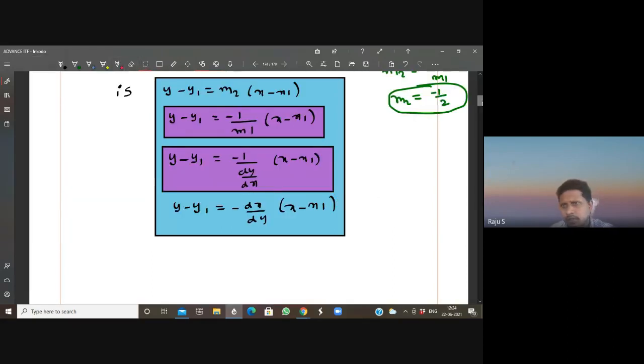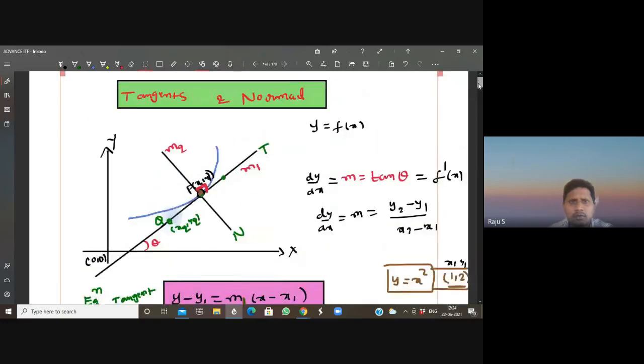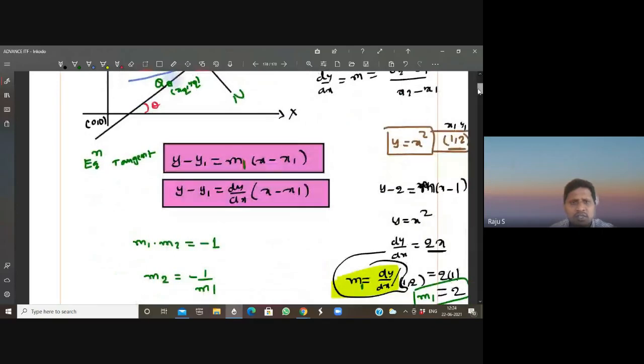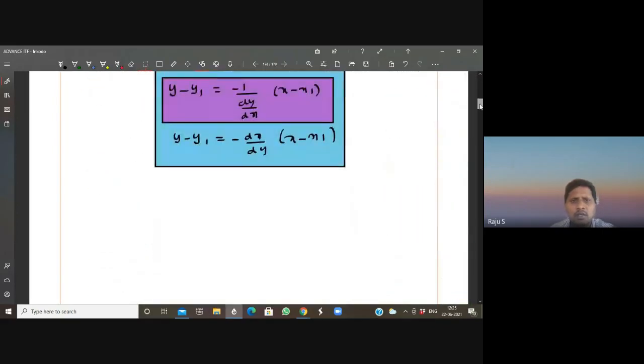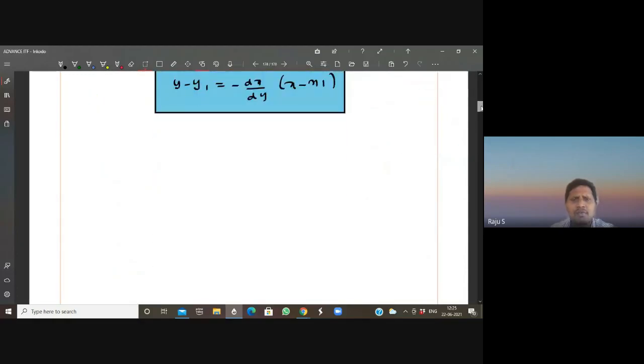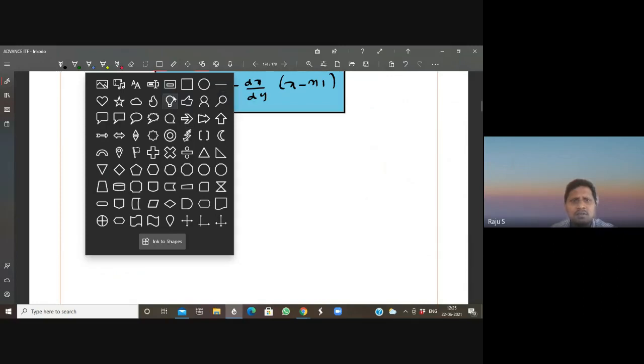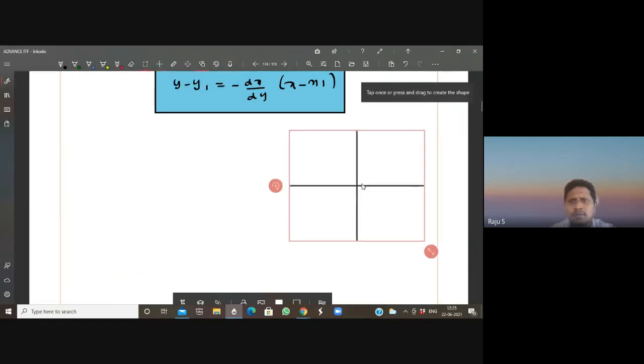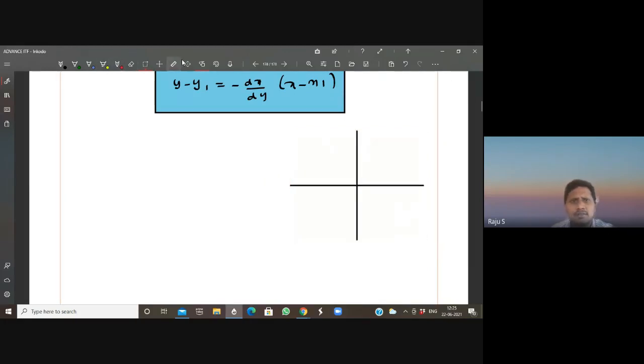Simple, right? Now, when they give any point, the tangent equation is y minus y1 is equal to dy by dx into x minus x1. Then this is the normal equation. Before that, you already know very well the tangent which is parallel to the x-axis. Yes, students. If the tangent is parallel to the x-axis, then what about the slope of that line?